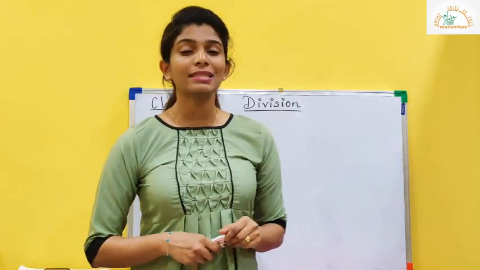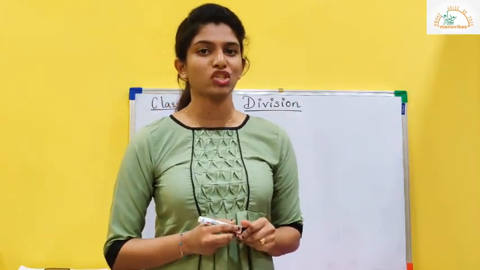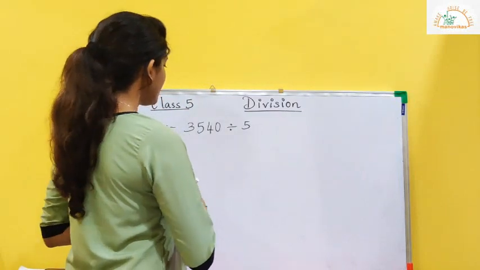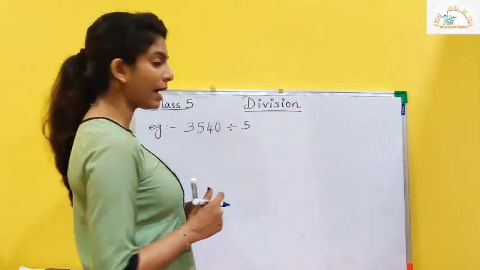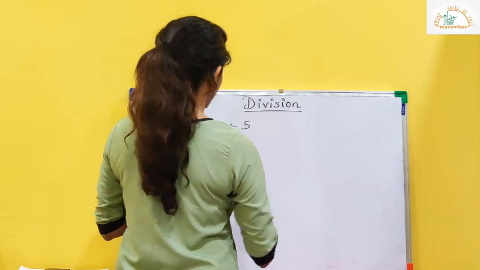Okay. In division there are some special cases. Let's see which are they. Now here 3540 we have to divide by 5. Let's solve this.